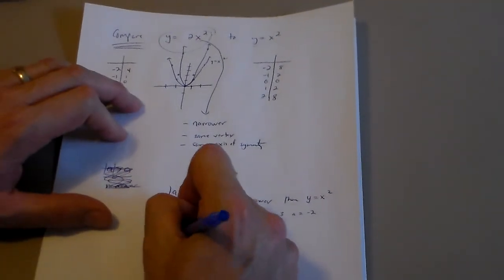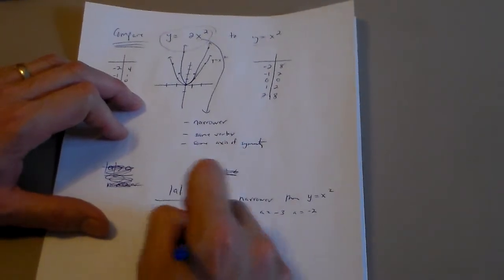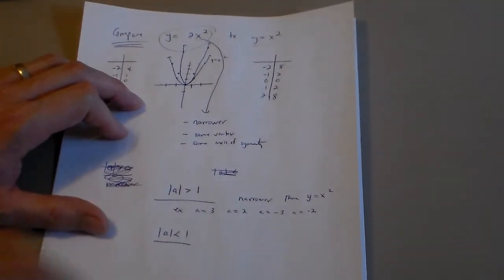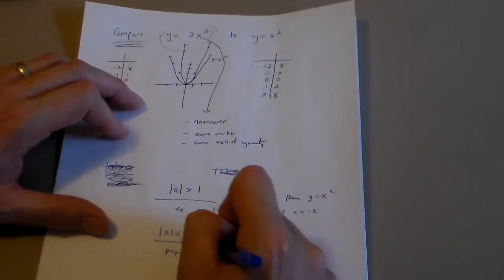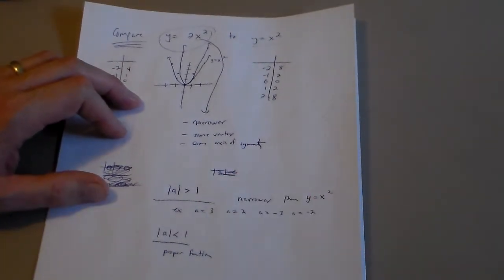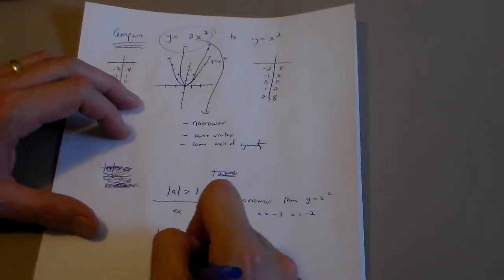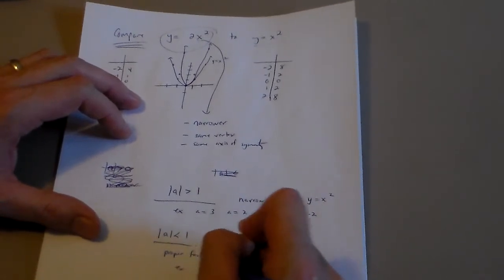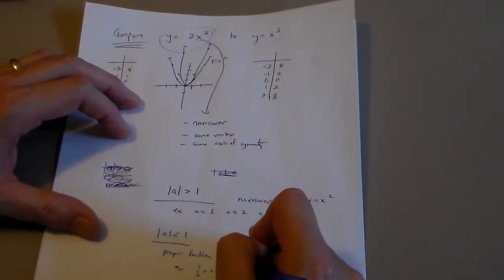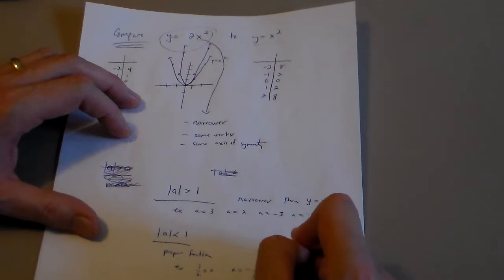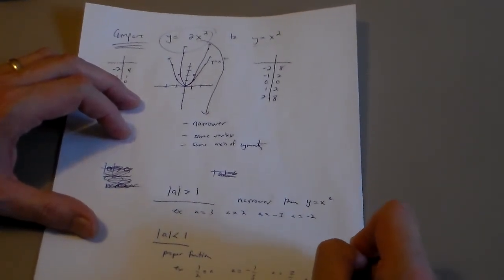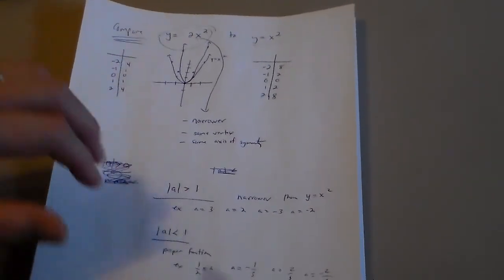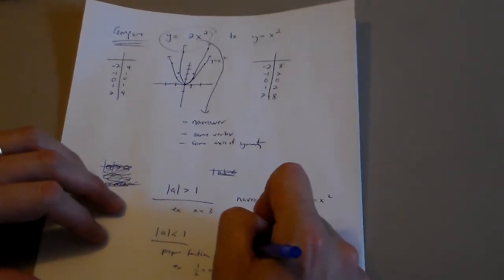If the absolute value of a is less than 1, which means it is a proper fraction, okay? Proper fraction means the top is smaller than the bottom. Examples: 1/2, a equals negative 1/3, a equals 2/3, a equals negative 2/3, okay? It's a proper fraction, it's going to be wider.